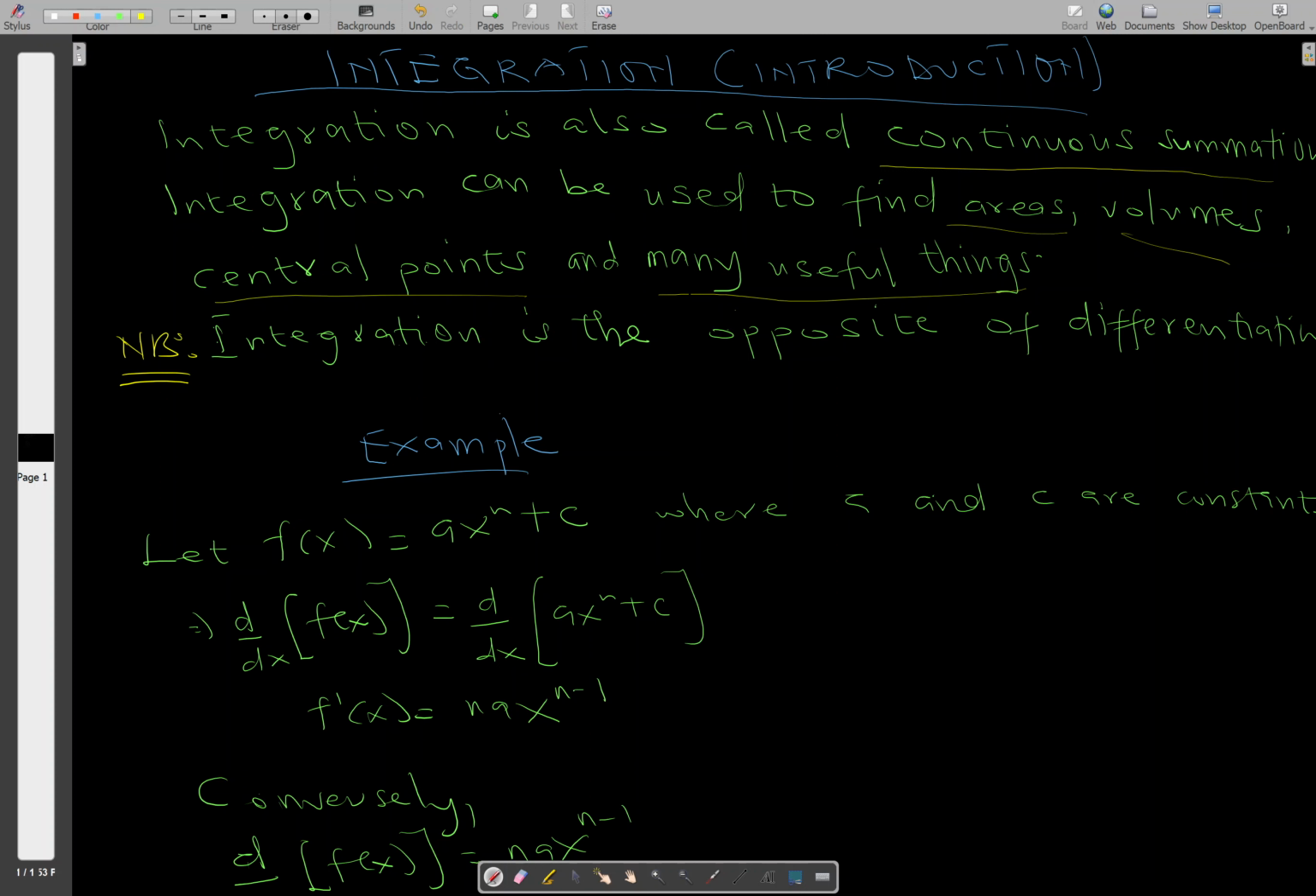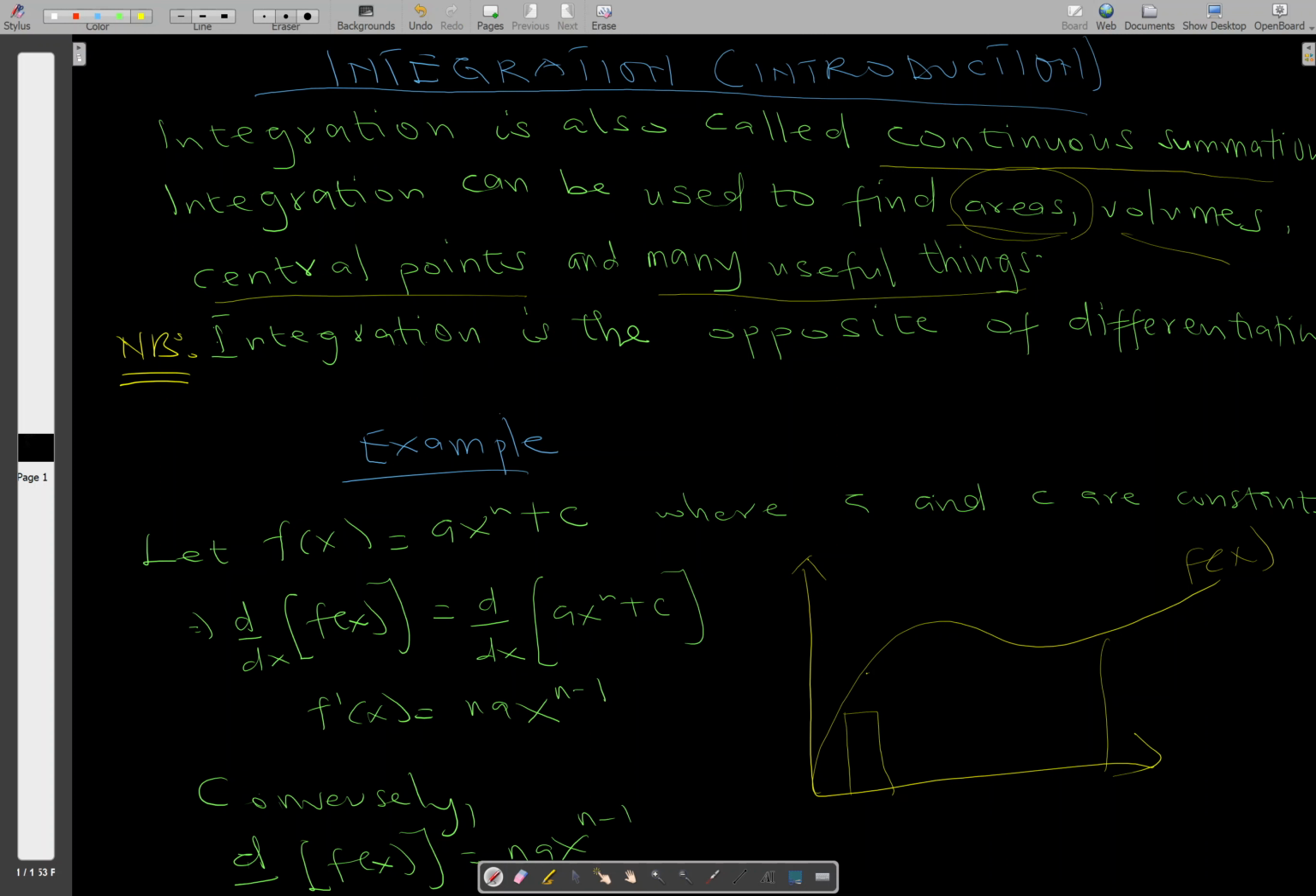Okay, so now let's consider areas under a curve. Integration can be used to find area under a curve. Let's consider a Cartesian plane and our function f of x. If you want to find the area under this curve, first of all you can divide this curve into slices.